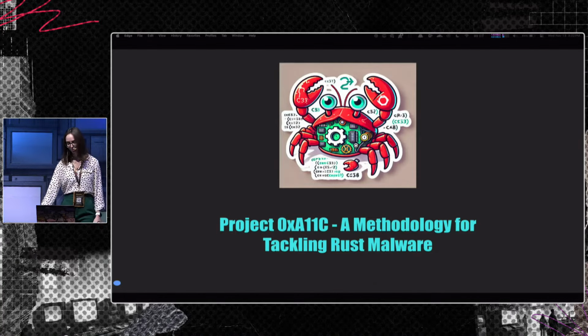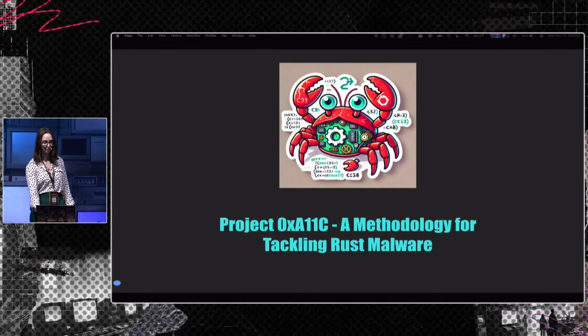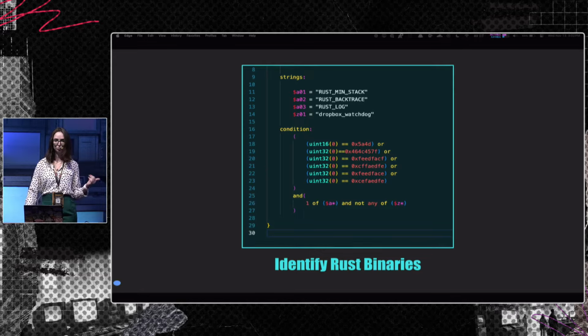But no, for real. We want to try to fix things, and we will start, as Jack said, step by step. First, we want to identify Rust binaries. We made the Yara rule for that. It was easy.